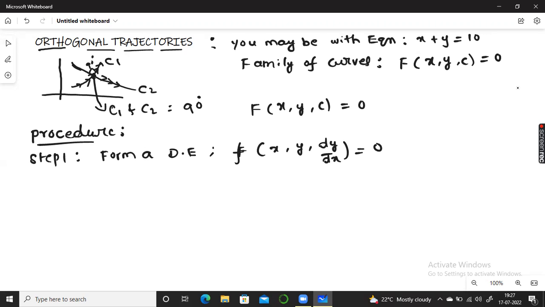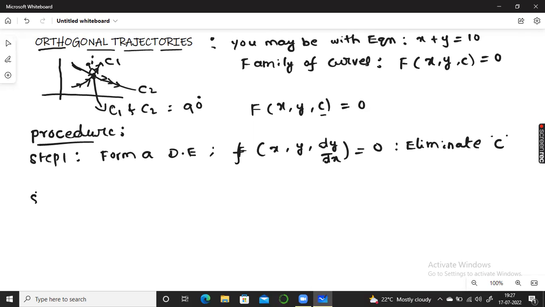Whatever the c term in the given equation or given family of curves, you have to eliminate. That is what we have learned in the formation of differential equation video, in the previous video, where we eliminated the arbitrary constant and saw how to eliminate it. So in this step, you have to eliminate c, the arbitrary constant, in the given family of curves, and form an equation like this.